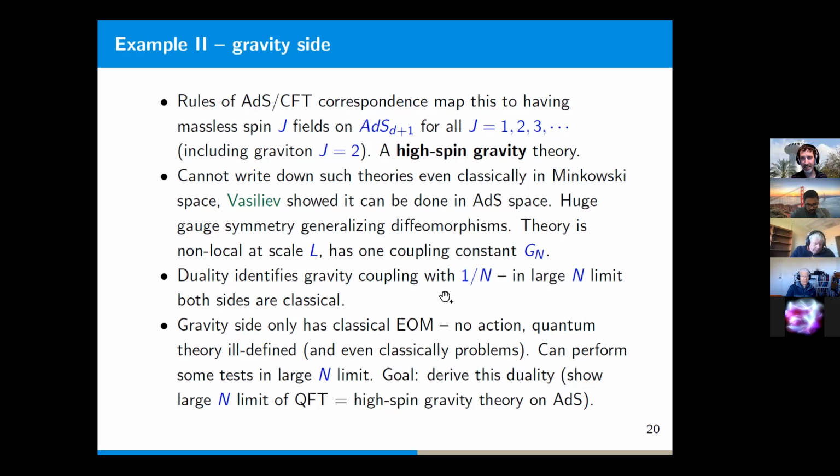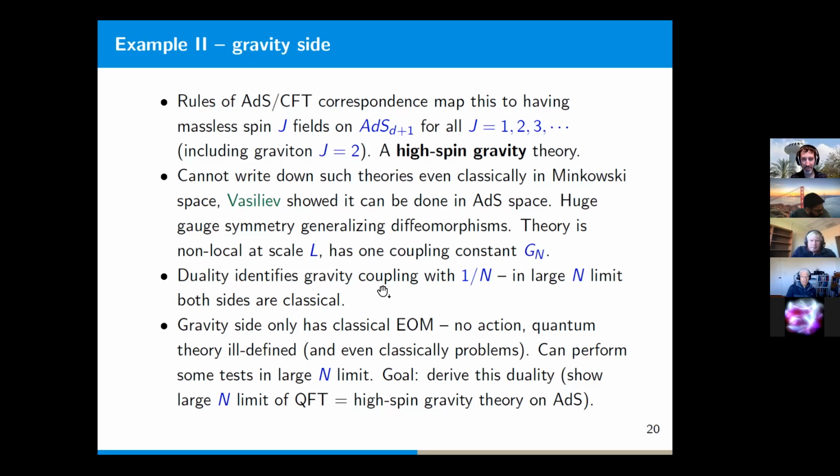So again, we have this weird case of a duality where both sides have a semi-classical limit at the same time. Now, in this case, calling it a duality is maybe a bit of a strong word, because the quantum gravity side in this case is not very well defined. Not only is it not well defined as a quantum theory, beyond perturbation theory, but even the perturbation theory in this case is not well defined.